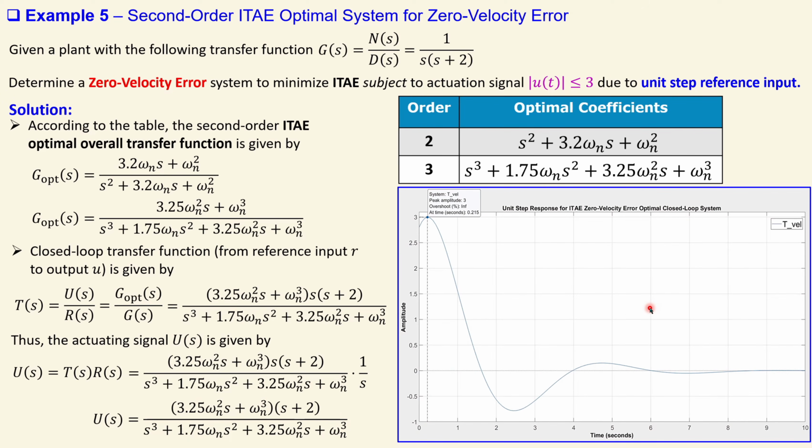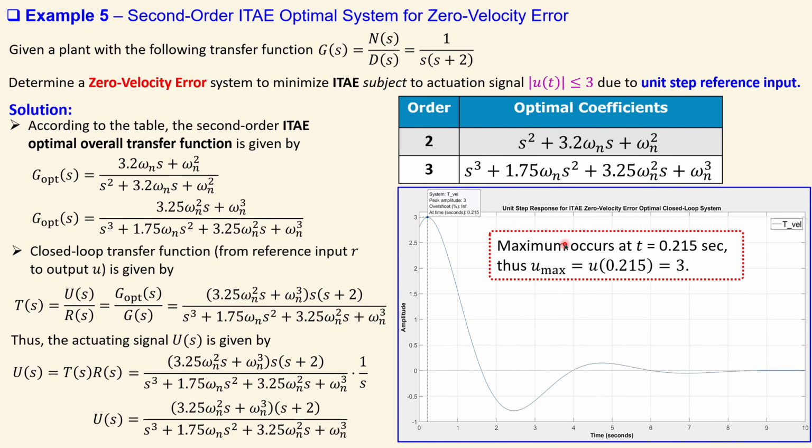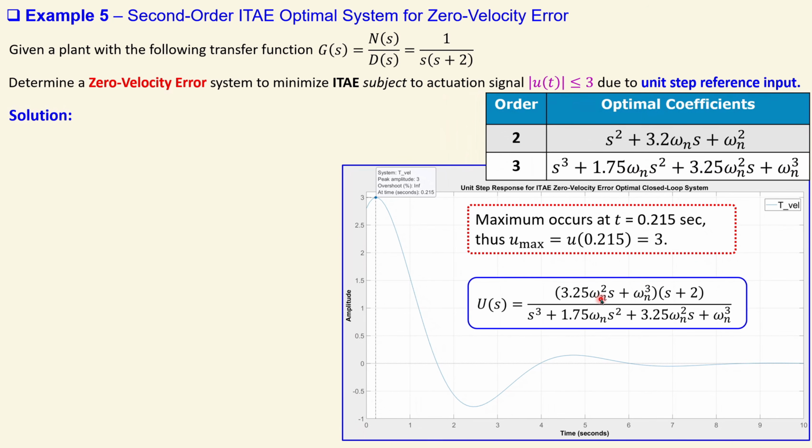Let's also plot this just in MATLAB and generate the step response for this T. So what I do is I just do step of this T, which will generate my unit step response for this specific case. I see the peak is not happening at the origin, but sometime later, which is at 0.215. So it isn't always at the origin. And that's also 3, so specifically, exactly 3. So this is our u.